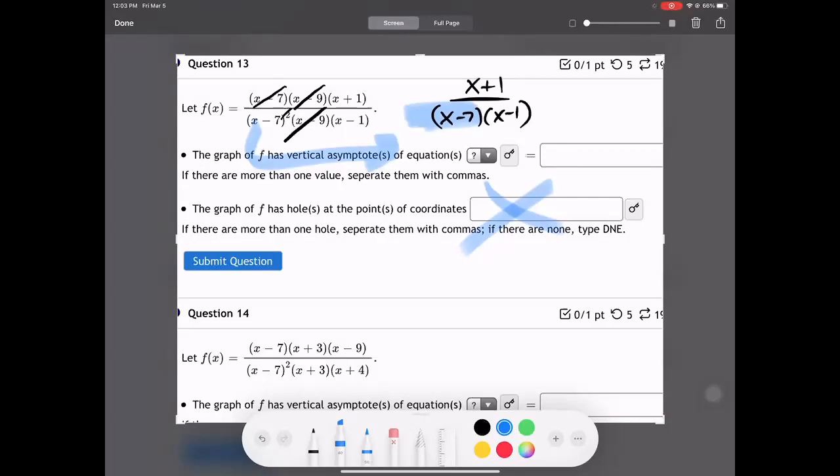So on the graph, you'll see that this isn't a hole at 7, it's just a vertical asymptote, and vertical asymptotes take precedence over holes. What other vertical asymptote do we have? We have one at 1, since 1 minus 1 is 0. So we have a vertical asymptote at 7 and 1, and we have no holes. Even though it looked like a hole, because we had more of those factors on the denominator, we don't have a hole there.